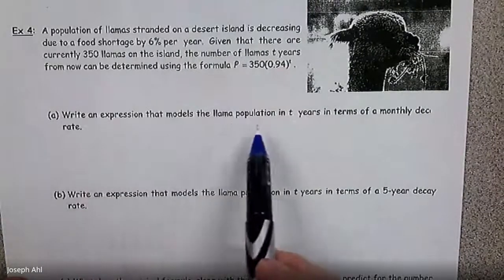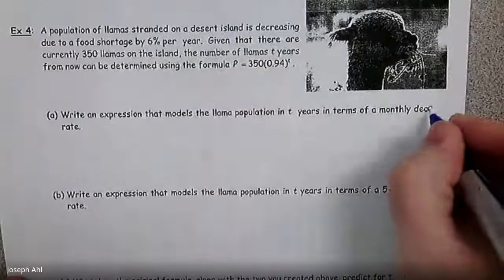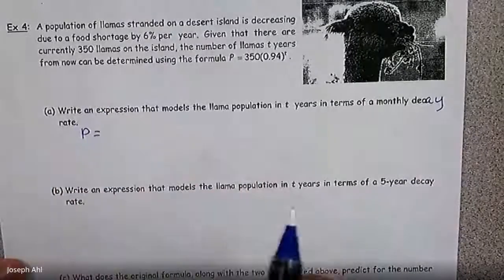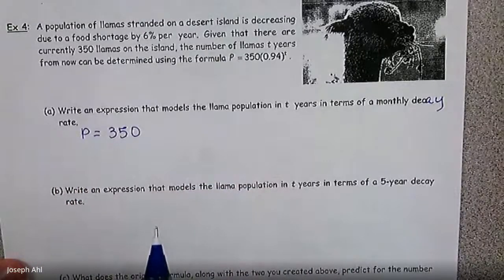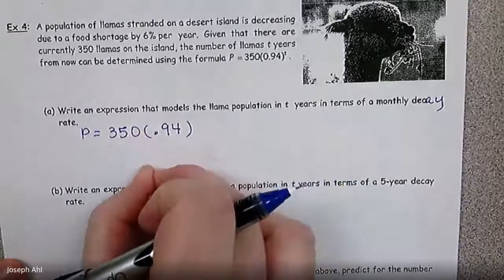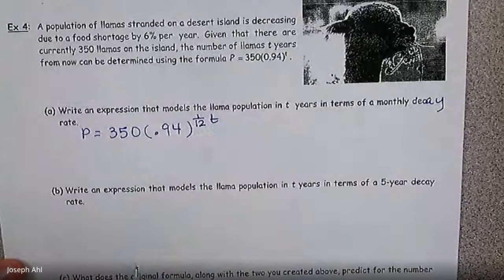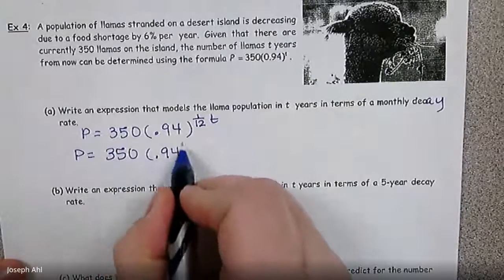Right, an expression that models the llama population in T years in terms of a monthly decay rate. It's supposed to be decay, by the way. All right, we want to figure out what this is in terms of a monthly rate. So in order to calculate that, we currently have the model in terms of a yearly rate of 0.94. To go from a year down to a month, we're going to have to raise that to the 1/12th power. Okay. So what this winds up becoming is 350 times 0.94 to the 1/12th.